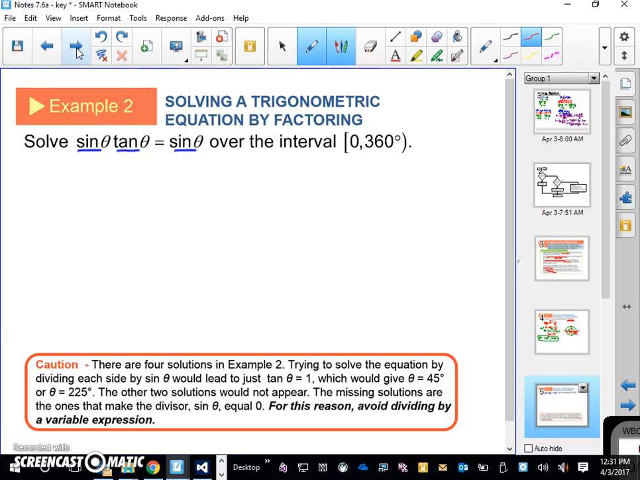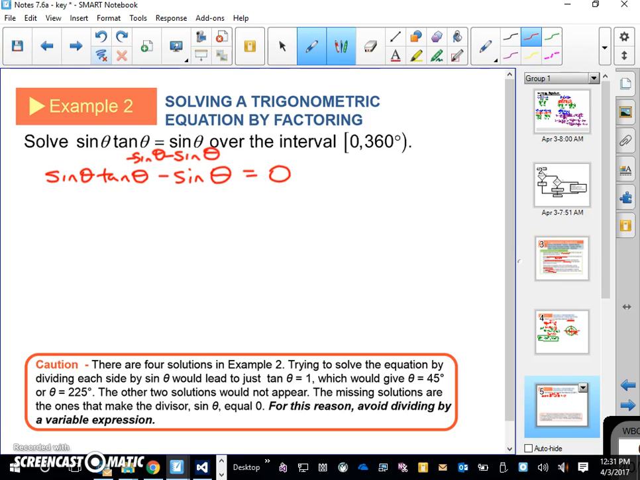So you might notice that sine theta is going to be a common factor. When we try to factor, we always want to try and produce a zero. So I'm going to subtract sine theta over. I would have sine theta tangent theta minus sine theta equals 0. In order to solve by factoring, we need that equals 0, and that's what I've got.